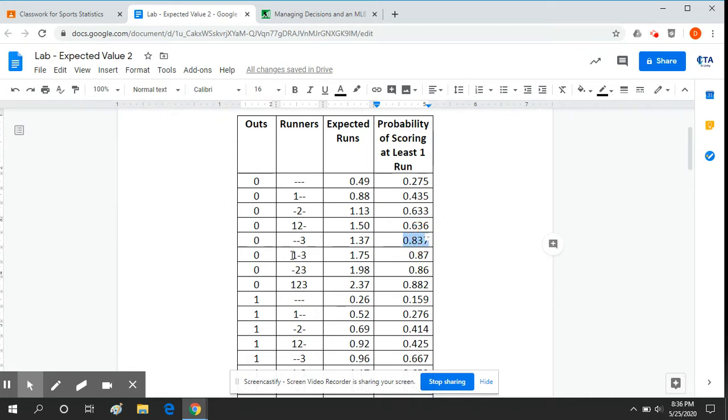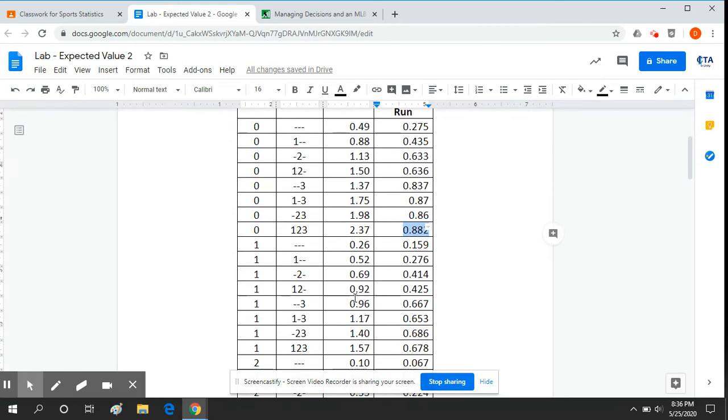And then again, just to make sure it's clear, this would be first and third with second empty. This would be second and third with first base empty. And this would be the bases loaded. So if you have the bases loaded with nobody out, you're going to average 2.37 runs, and you're going to score at least one run 88.2% of the time. And then that just repeats here for what if there's one out?